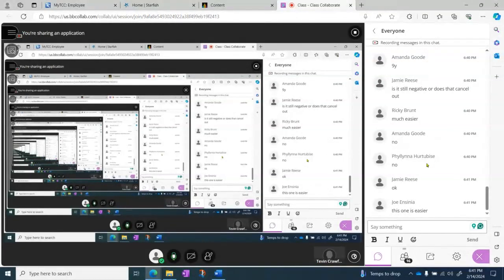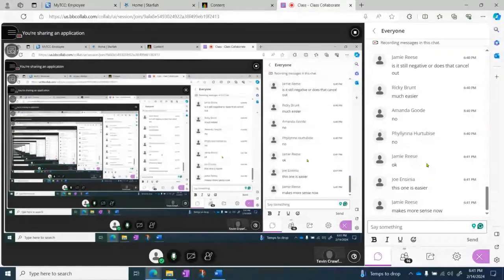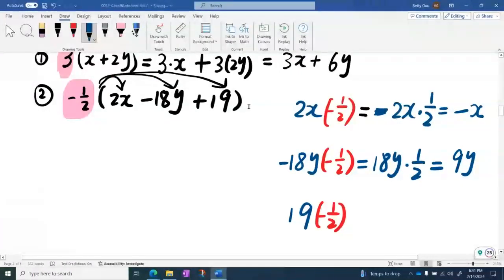Okay? When we need to apply the rules from foundation 1, I would say let's just memorize it because we don't really have time to thoroughly explain those rules. Yeah, this one is easier. Makes more sense now. Yeah, if it's easier, that means we are making progress.